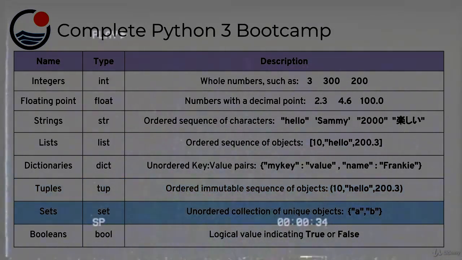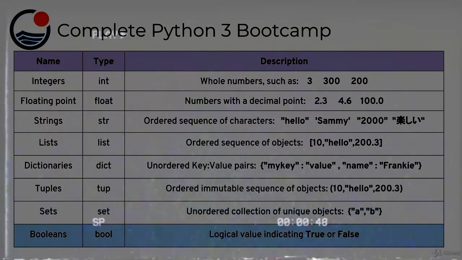Then we have sets, which are an unordered collection of unique objects. Again, we'll talk about that in a lot more detail. They're a little similar to a dictionary, but they don't have key value pairs. Instead, they're just unique objects in some unordered collection. So you don't have that colon key value pair. Again, we'll discuss it in more detail later on.